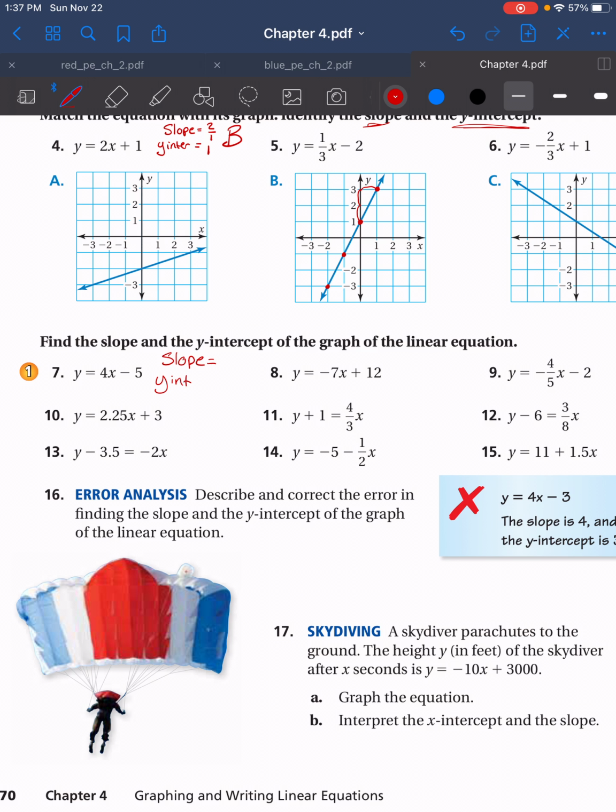y-intercept equals. Now number 7 is super easy. What is the y-intercept? -5. Don't forget your negatives. And the slope is 4 over 1. Super easy. I want you guys to do 8, 9, 10. Ooh, we'll do 10 together. But I want you to do 8 and 9 on your own. You can pause the video now and do them, or you can move on with me.